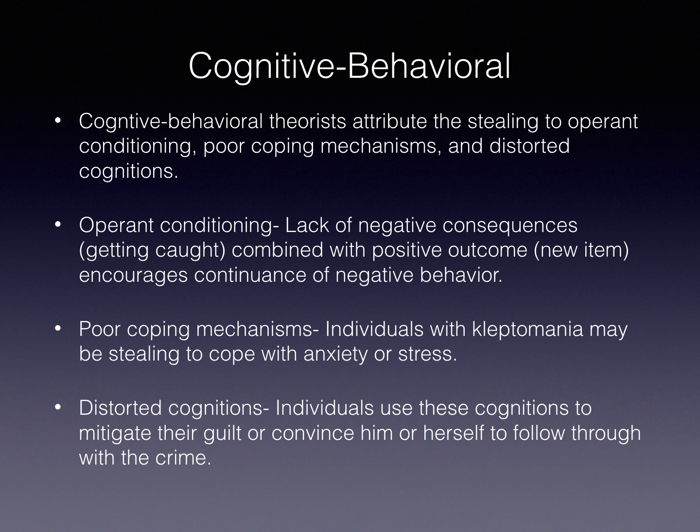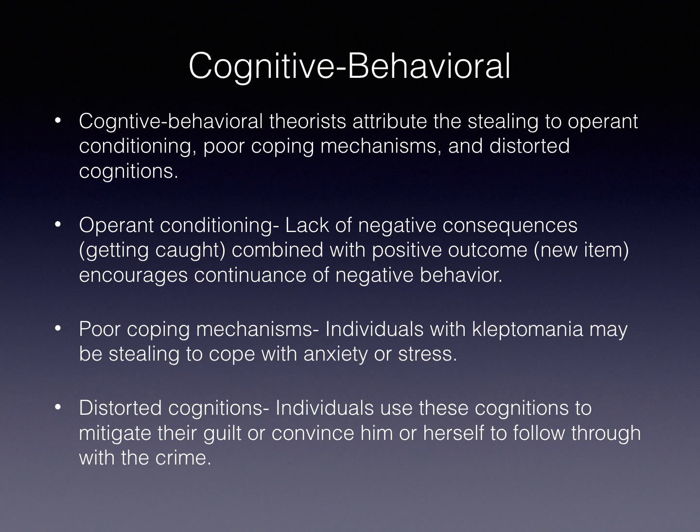Poor coping mechanisms, these individuals with kleptomania may be stealing to cope with anxiety or stress. And finally, distorted cognitions. Individuals use these cognitions to mitigate their guilt or convince himself or herself to follow through with the crime. So, a couple examples of this final one. They could tell themselves that their family deserves nicer things, so they'll take it from the stores, or they might convince themselves by saying that they're just sticking it to a big corporation. The little guy's winning one.